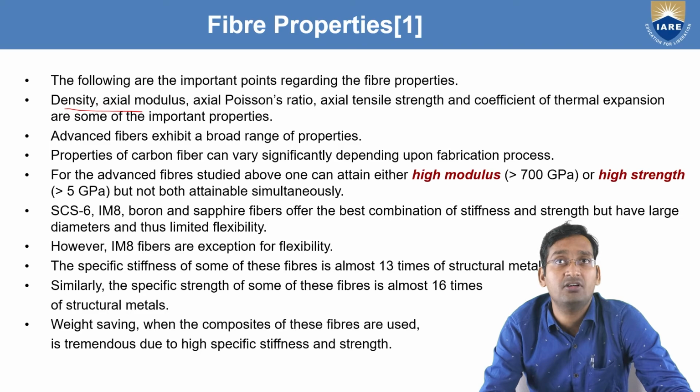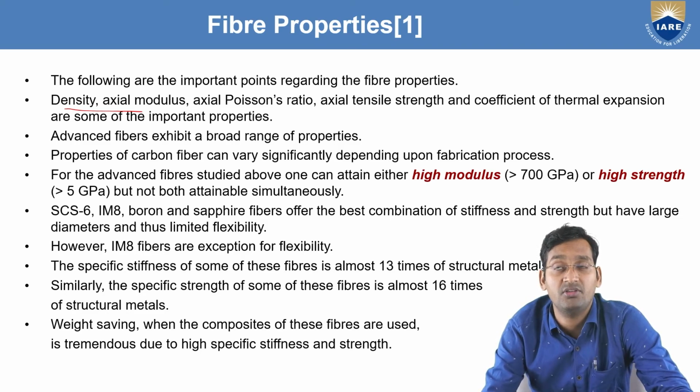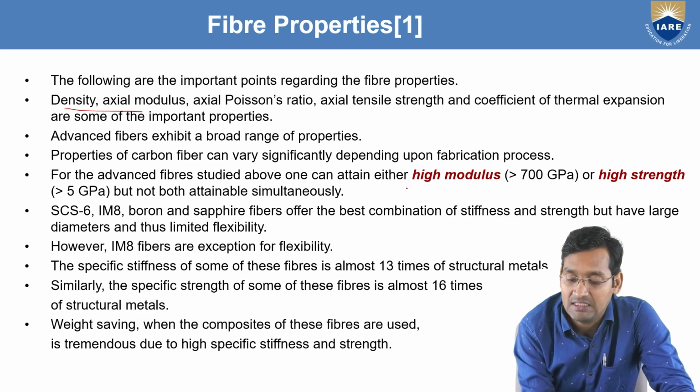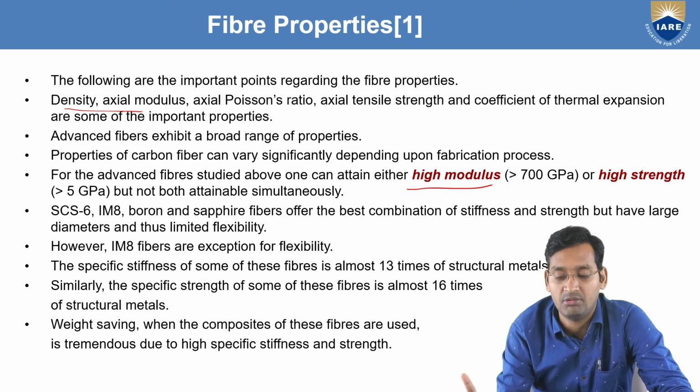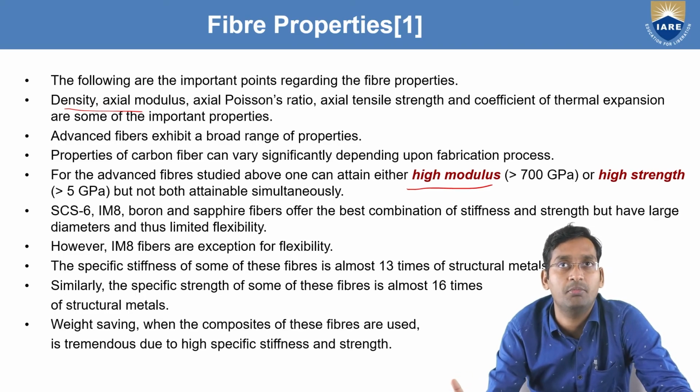For the advanced fibers studied above, one can attain either high modulus greater than 700 GPa or higher strength greater than 5 GPa, but not attainable simultaneously. So means either they will attain the higher modulus or higher strength at a time, one only, but both cannot be achieved simultaneously by the carbon fiber.